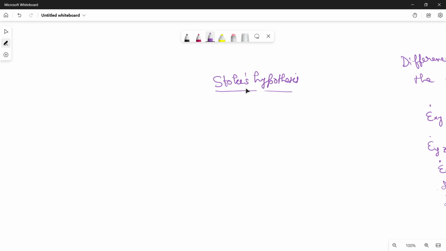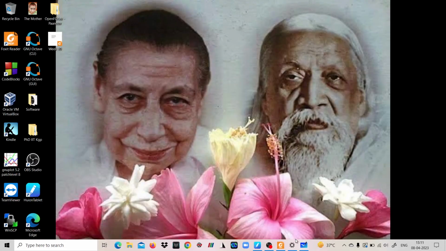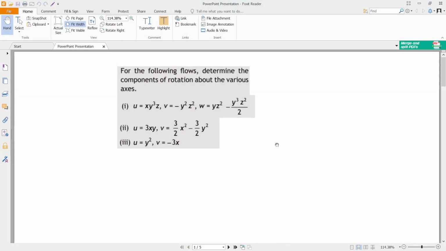So we will straightaway move to the problem solving part. Now for the problem solving part, the problems that are there in this particular module or week are very simple. For the following flows you have to determine the components of rotation about the various axes.